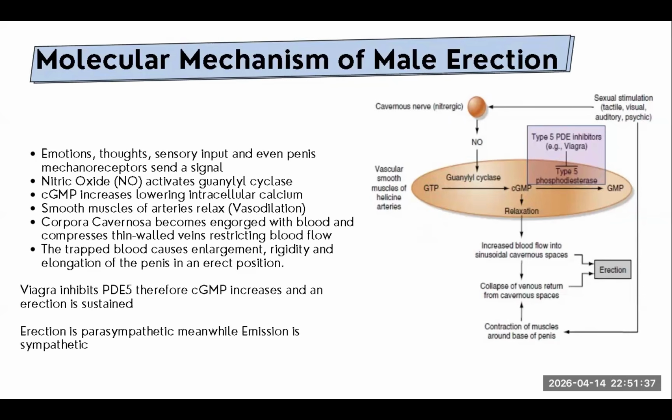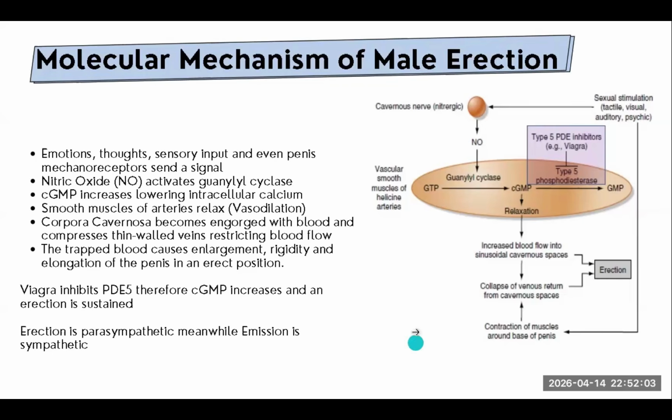After vasodilation occurs, the corpora cavernosa becomes engorged with blood. And this blood would lead to the compression of the thin-walled veins, and therefore the blood would remain stuck in the corpora cavernosa. Now, this trapped blood causes enlargement, rigidity, and elongation of the penis in an erect position. And this is known as a male erection.